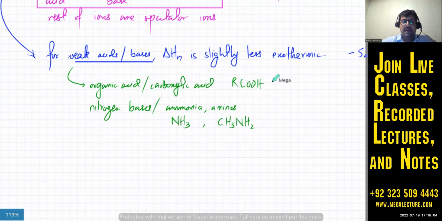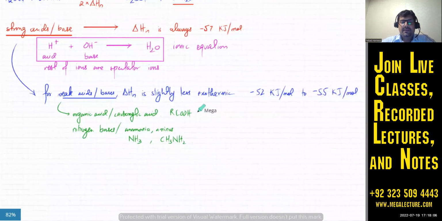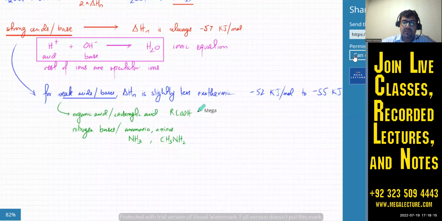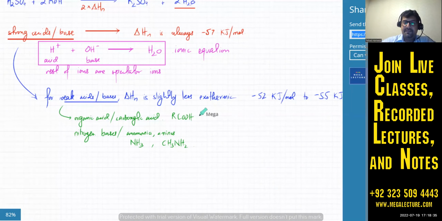Can anyone tell me why, for strong acids and strong bases, the enthalpy change is -57, but if you have a weak acid, weak base, why is it less exothermic? What could be the reason? Share it on the board link here. Ahmed, Rafi, what could be the reason for this?